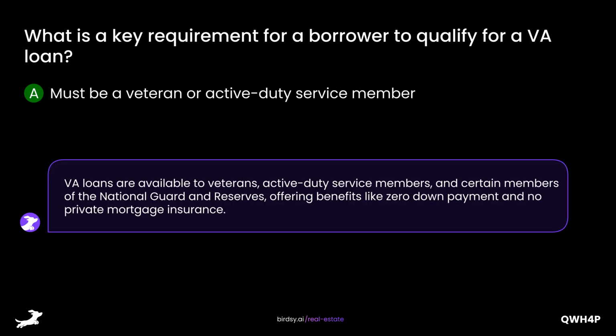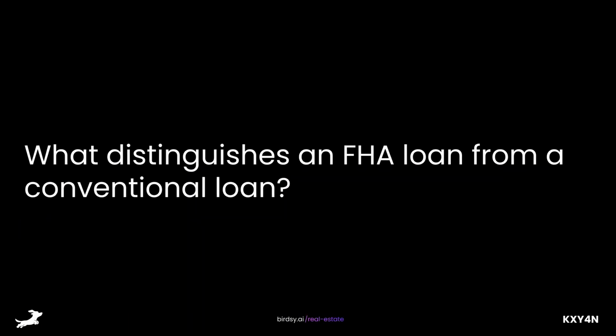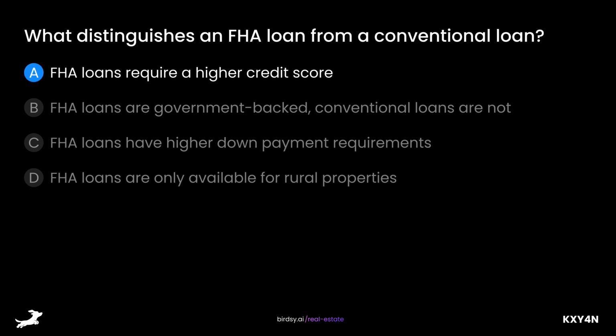VA loans are available to veterans, active duty service members, and certain members of the National Guard and Reserves, offering benefits like zero down payment and no private mortgage insurance. What distinguishes an FHA loan from a conventional loan? Is it A, FHA loans require a higher credit score, B, FHA loans are government-backed, conventional loans are not, C, FHA loans have higher down payment requirements, or D, FHA loans are only available for rural properties? The answer is B, FHA loans are government-backed, conventional loans are not.